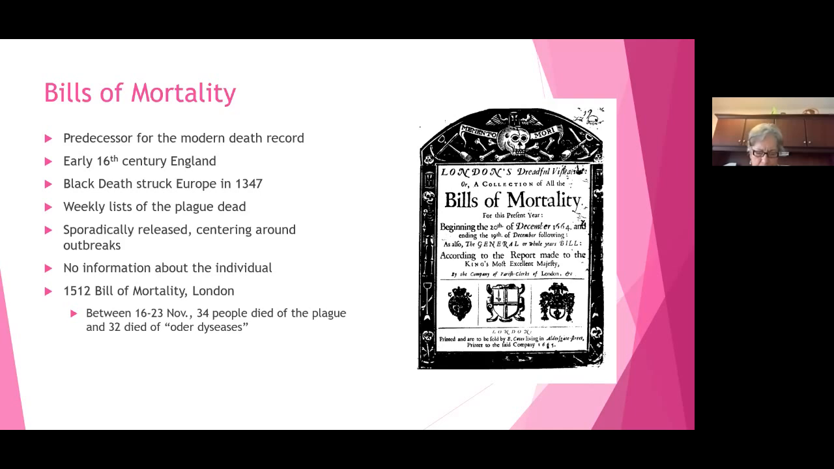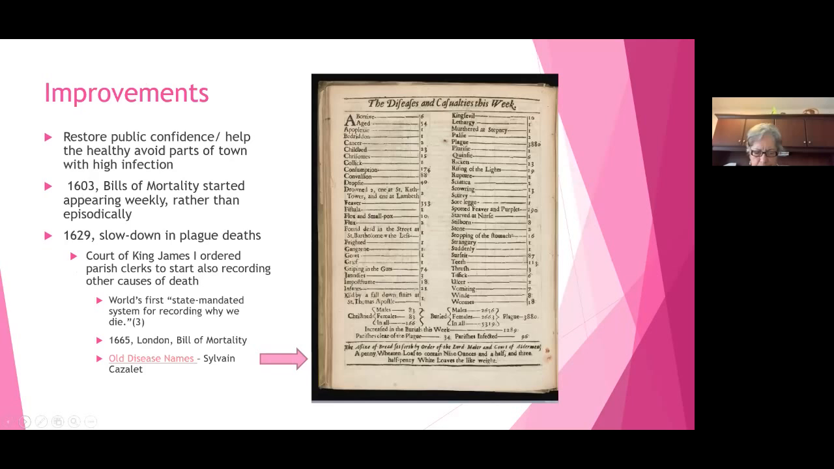I think someone said this 1512 London Bill of Mortality is the oldest one that they still have a record of, and it just says that between 16th and 23rd November of 1512, 34 people died of the plague and 32 died of other diseases. And the reason for the bills of mortality, people thought that they were more to help healthy people avoid the more infectious parts of town. And eventually, when hopefully the plague would subside, it would restore public confidence, like, oh, not so many people are dying of it now.